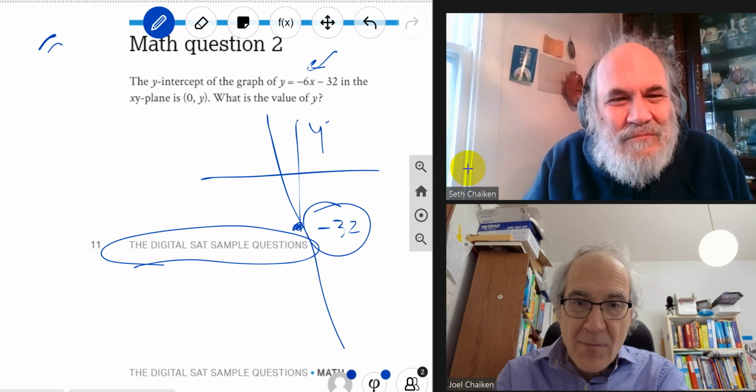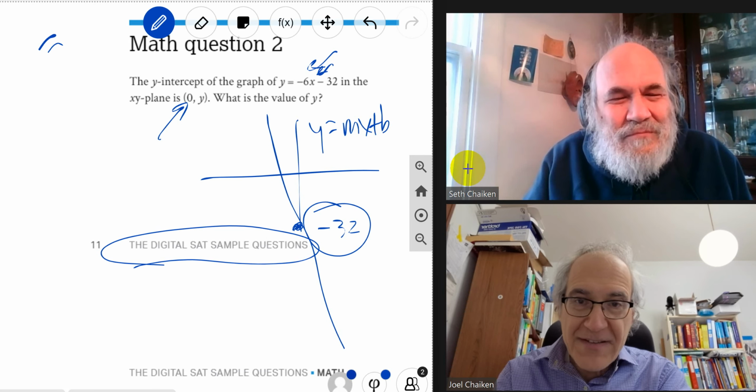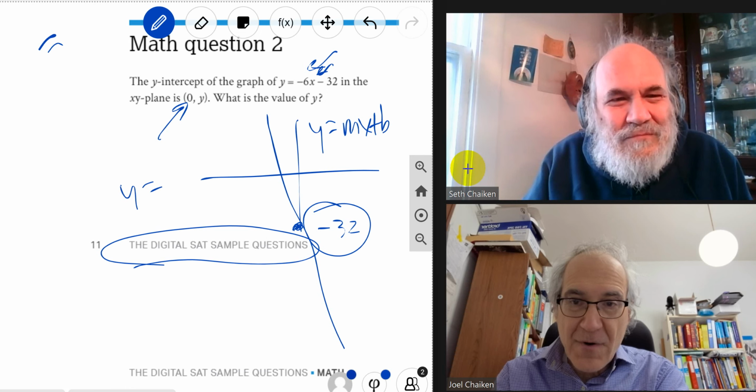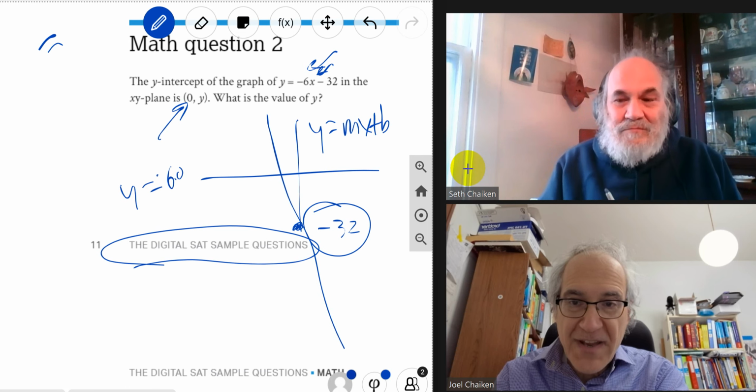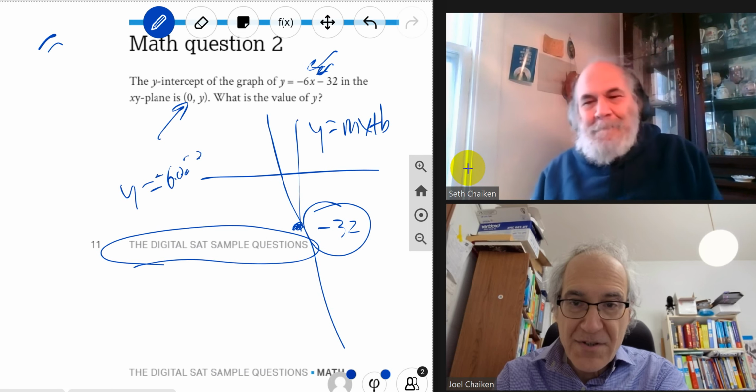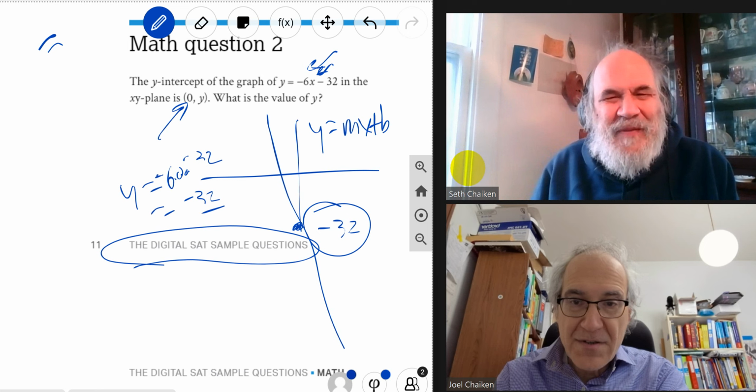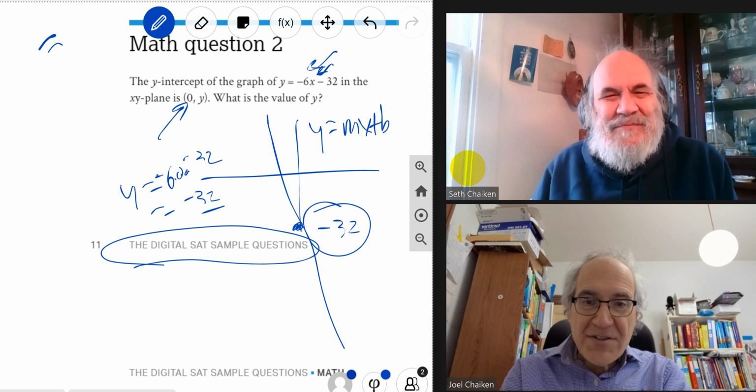This is in the form y equals mx plus b. b is the y-intercept because this is what happens when x is 0. You can also just put x equals 0 in here and see that y is equal to negative 6 times 0, minus 32, and you get minus 32. Wow, there's not much to this question, is there?